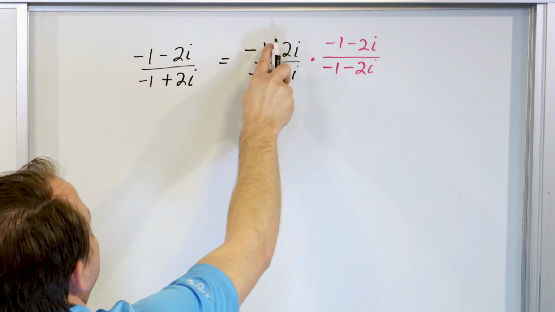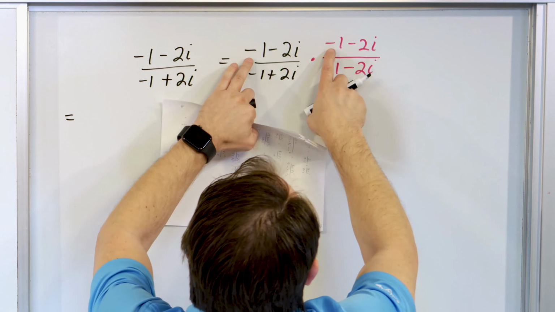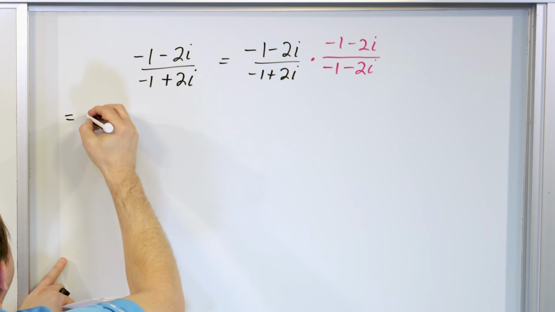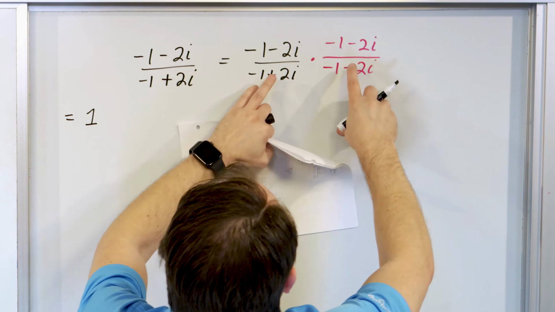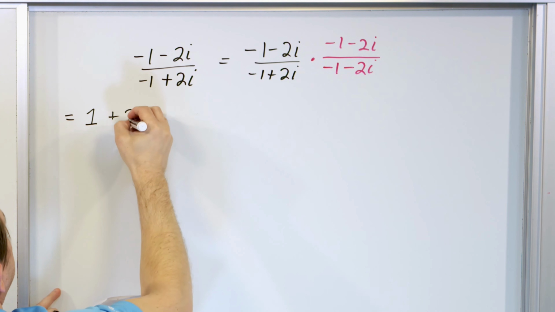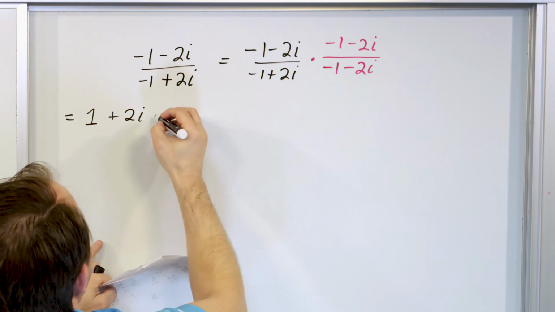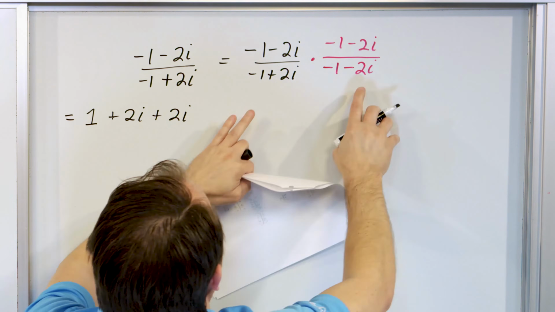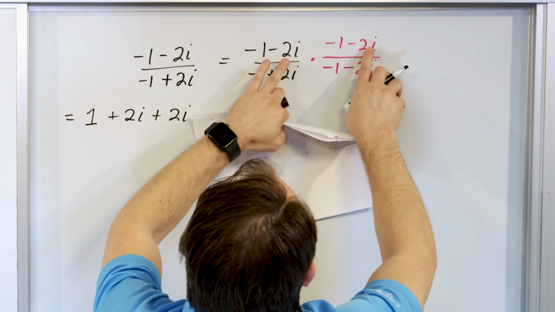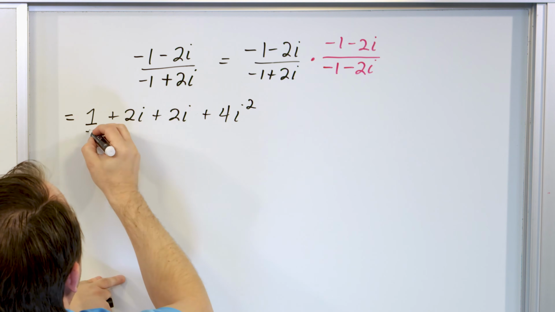So in the numerator, we have FOIL that we have to do. It's more complicated than the previous problem. We have -1 times -1, which gives me positive 1. The inside terms, -1 times -2i, give me positive 2i. The outside terms, -1 times -2i, again give me positive 2i. The last terms, negative times negative is positive, 2 times 2 is 4, and i times i is i squared. So that's the numerator.